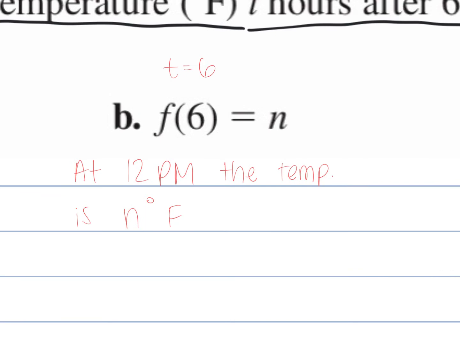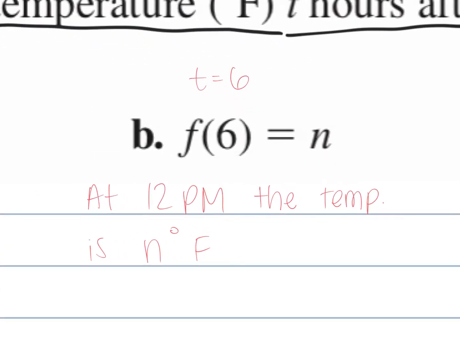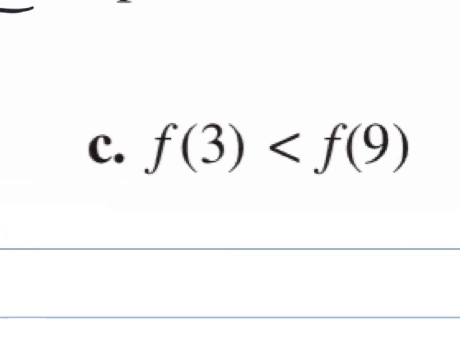Now, the last one is not an equal sign. What is it? An inequality, okay? So we have to treat that one a little bit different, okay? The last one says, let's start with f of 3. What is f of 3 saying? 3 hours after 6 a.m. So t is equal to 3. Do you guys agree? What is 3 hours after 6 a.m.? What time is it? So it's at 9 a.m. It's saying the temperature is less than.